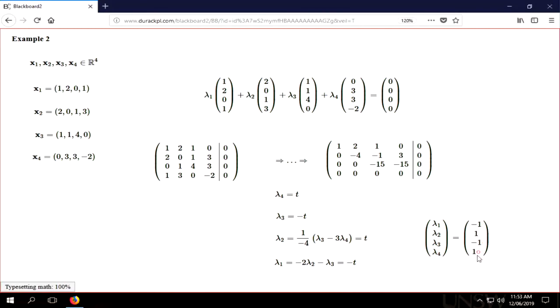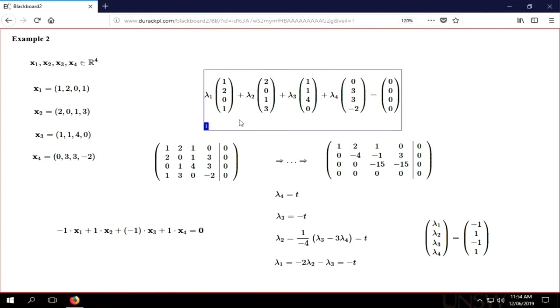Minus 1, 1, minus 1, 1. These coefficients mean that if I take negative 1 times the first vector plus 1 times the second vector plus negative 1 times the third vector and plus 1 times the fourth vector, this will be 0. This is that linear combination we were hoping for, and we found it here by replacing t with 1.